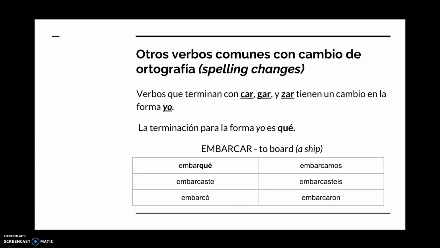Once again, you'll notice with all three of them, the spelling change is only in the yo form and everything else is completely, totally, and utterly regular. Make sure that you copy things down correctly, including the accents. For embarcar, to board a ship, we have embarqué, embarcaste, embarcó, embarcamos, embarcastes, y embarcaron. Once you have this down accurately, please move on to Página 4.